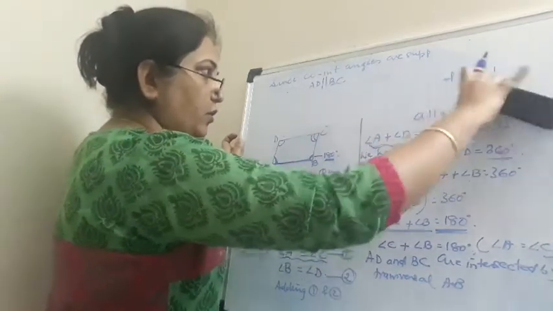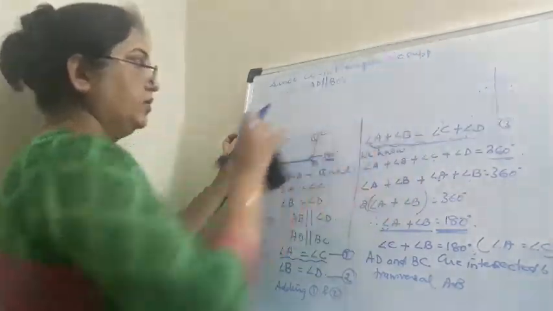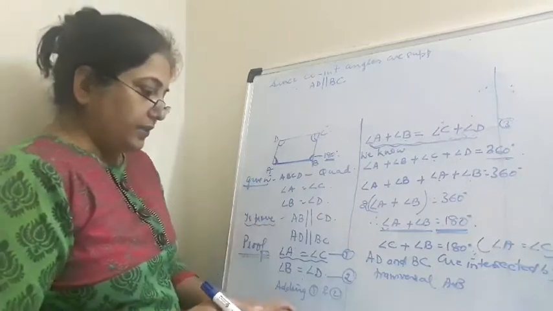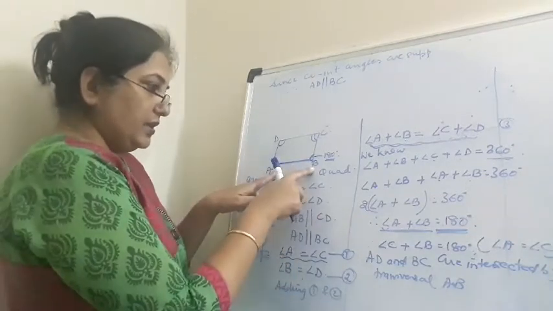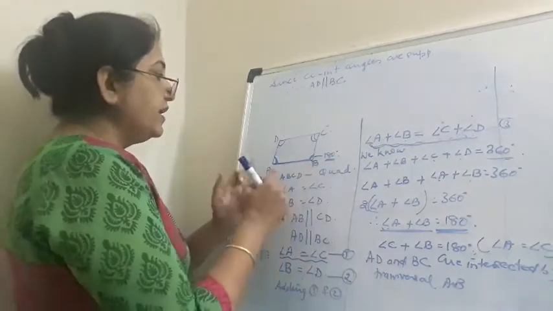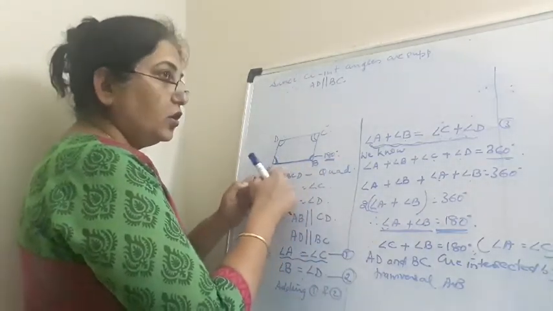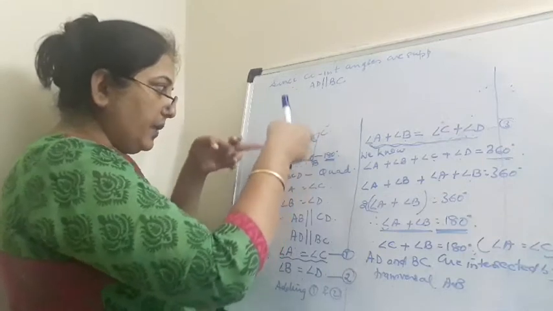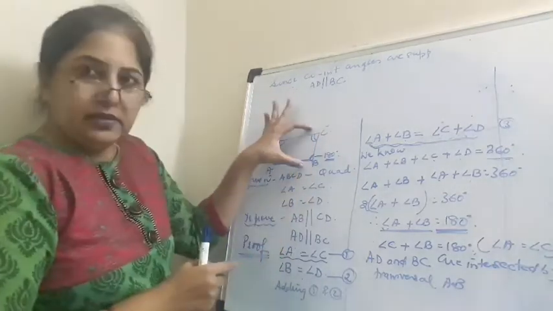I have already told you the statement of this theorem. Now I have already shown you that A plus B is 180. How? From here. And then according to the figure, when A and B are co-interior angles, these lines are parallel. So AD is parallel to BC.